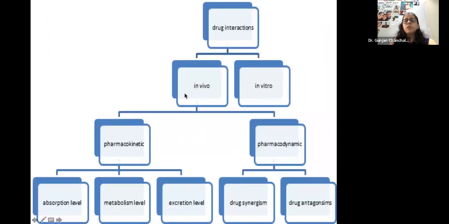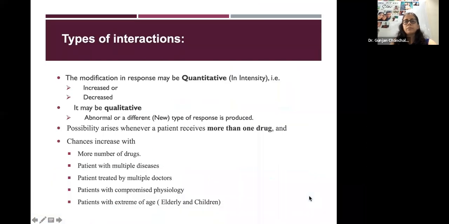So in vivo, in the body, versus in vitro: in vitro, the drug interactions will occur at the time of dissolving the drug, or combining or administration of the drugs. And in vivo, the drug interactions will occur at the pharmacokinetic level, as I told you. That means at the time of absorption, metabolism, excretion, and at the dynamic level, it will occur when they are adding to each other's effect or when they are antagonizing each other's effects. Okay, so this is the pharmacodynamic part of the drug interaction.